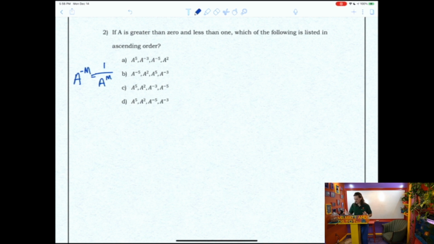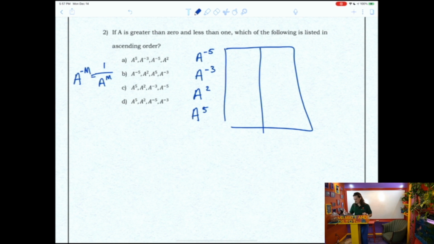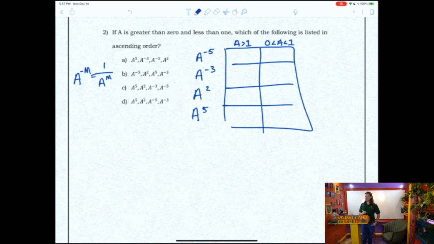So let's rank or order these roughly. So I'm going to say a to the negative 5th, a to the negative 3rd, a squared, a to the 5th power. So if a were greater than 1, and we raised it to the negative 5th power, remember that's going to go under 1. So a to the negative 3rd power is going to decrease, but a to the negative 5th power is going to decrease even more. So the opposite is going to be true if a were in between 0 and 1.